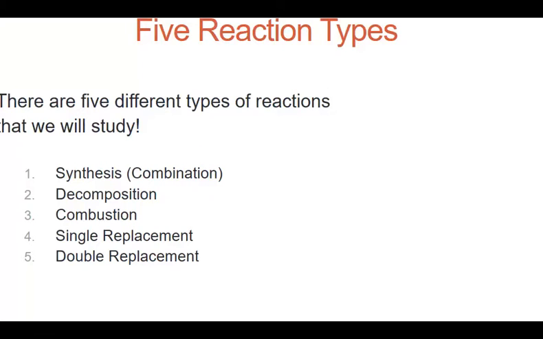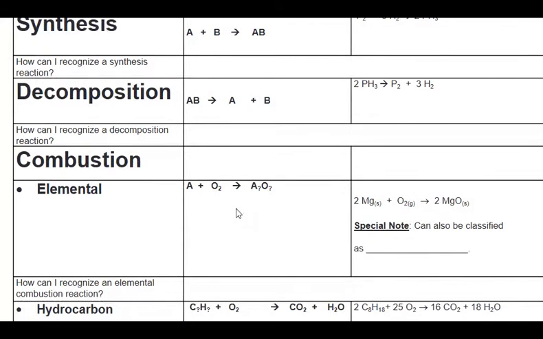All right, there are 5 different types of reactions that we're going to study. Synthesis, which can also be called combination, decomposition, combustion, single replacement, double replacement. These 5 reactions are going to be applied based on what we learned in first semester. So this kind of gives you an idea of where we're going with all the nomenclature that we learned. So the first type is synthesis. Synthesis is when 2 things, A plus B, come together to form AB. So here's a good example.